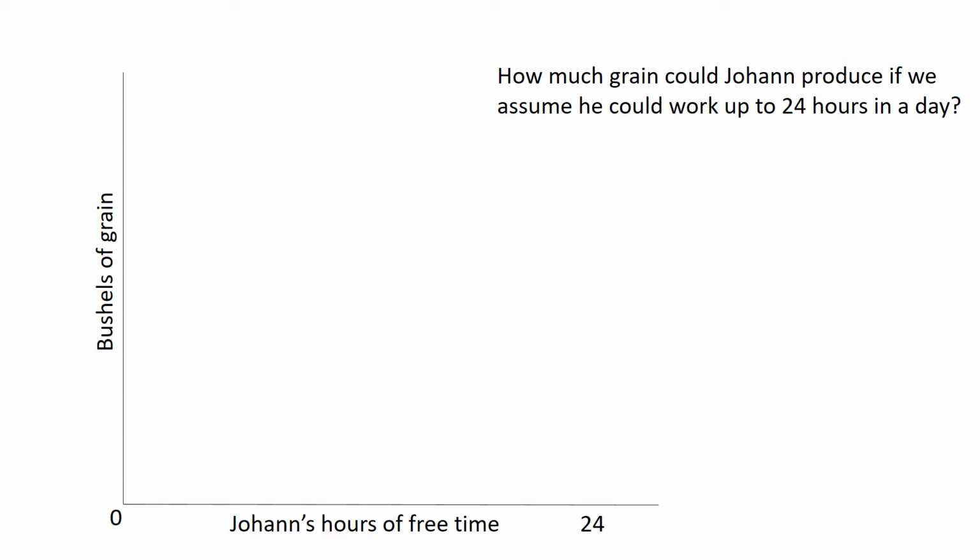How much grain could Johan produce if we assume he could work up to 24 hours in a day? If we graph grain production against hours of free time, we might get a feasible frontier that looks something like this. All feasible combinations of grain and free time are given by the shaded area, and the feasible frontier shows the most grain that can be produced for any value of free time.